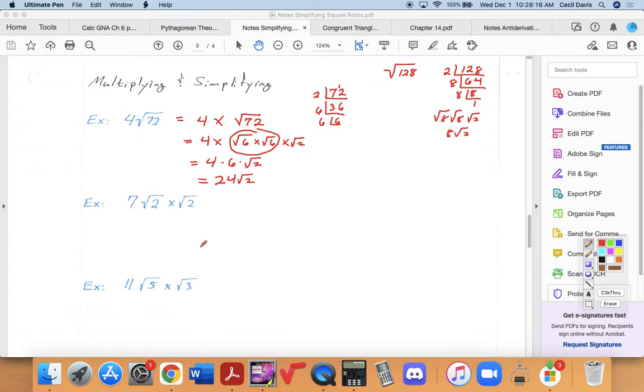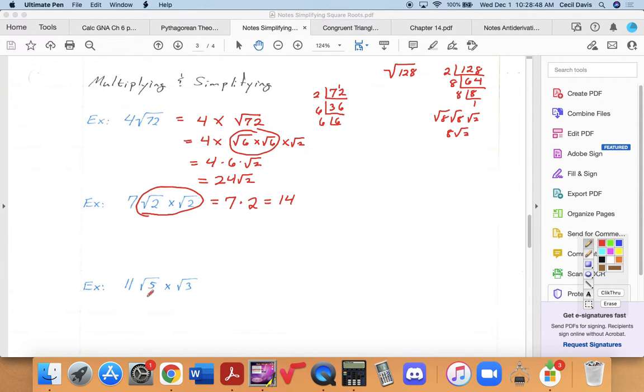All right. Let's take a look at this next one. We've got 7 square roots of 2 times the square root of 2. Well, what is the square root of 2 times the square root of 2? 2. So this is 7 times 2, which is 14. And that's all there is to that one. Some of them are just that easy.